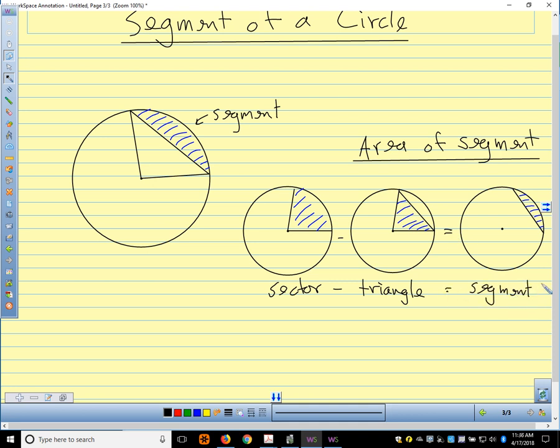We just talked about how to find the area of a sector. We know how to find the area of a triangle, base times height divided by 2. So we subtract those two, and that's going to give us our segment.